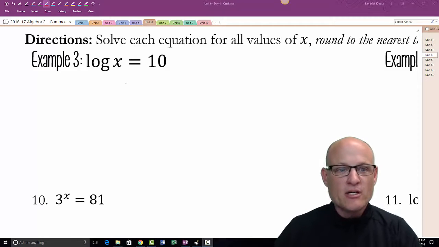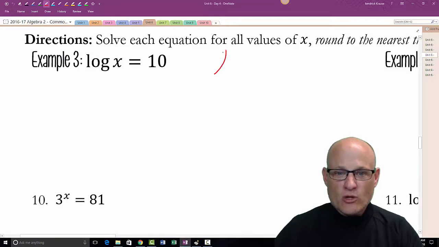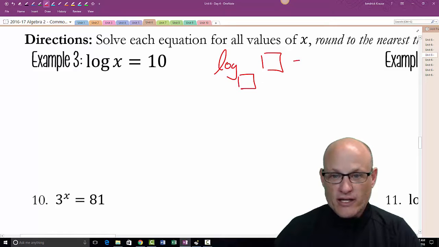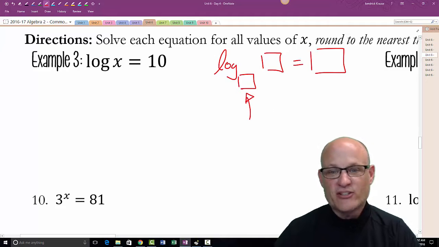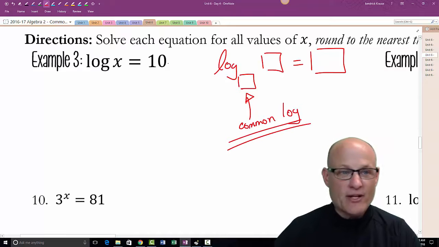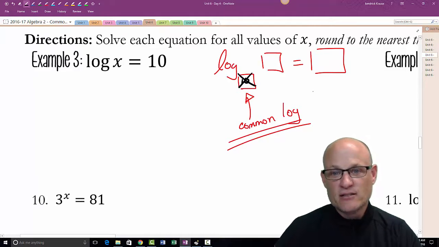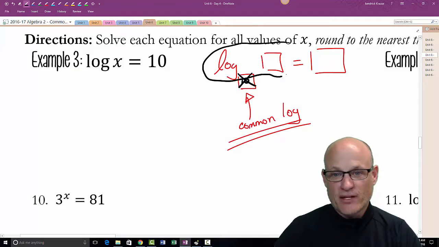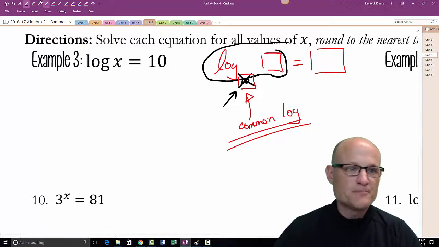Okay? Now, do you remember log? When I write the word log and I use log functions, the base goes here, something goes here, and it equals something over here. What happens when this piece is missing? Remember, we called that the common log. And you're going to see when you're dealing with common log that this 10 is missing. It's not there. So you're just going to see log of something, and you have to remember, oh yeah, the base is 10.